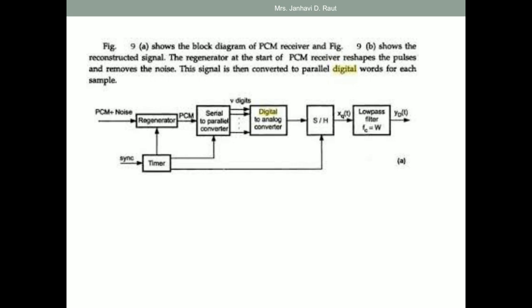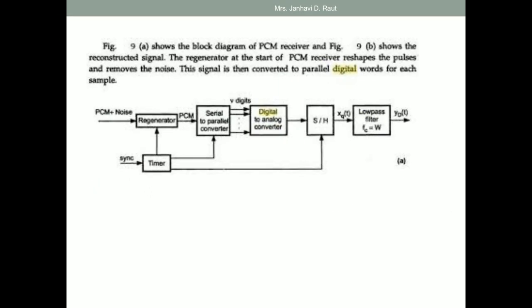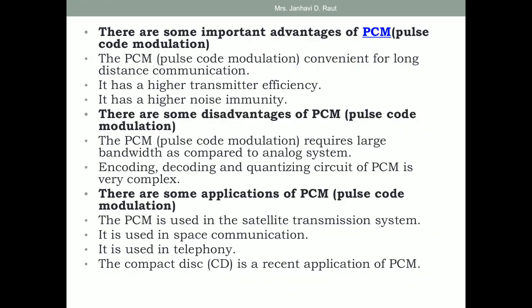PCM receiver. This block diagram shows the PCM receiver. Now we are going to talk about the operation of the PCM receiver. In short, a PCM signal contaminated with noise is available at the receiver input. The regeneration circuit at the receiver will separate the PCM pulses from noise and will reconstruct the original PCM signal.